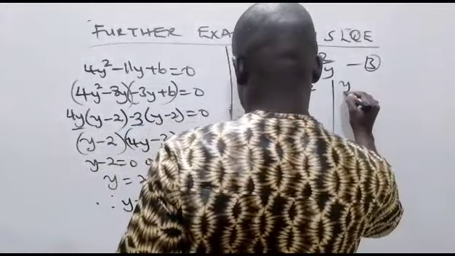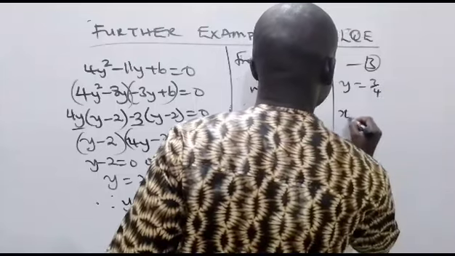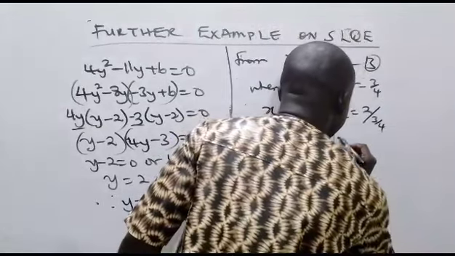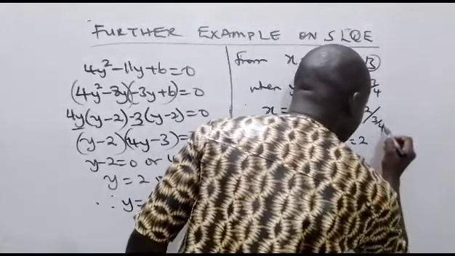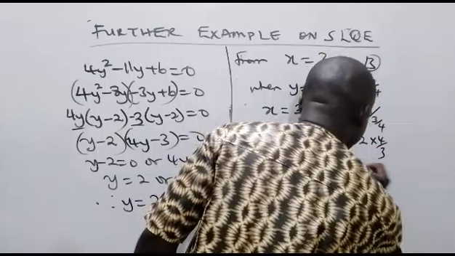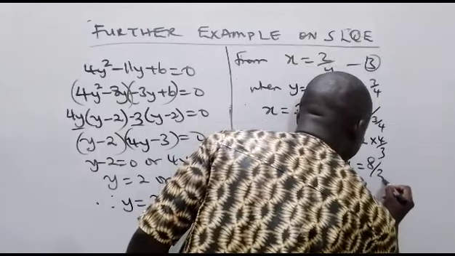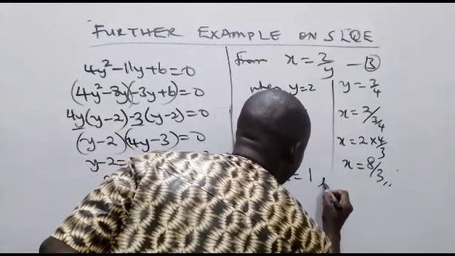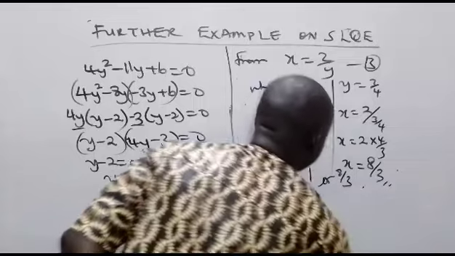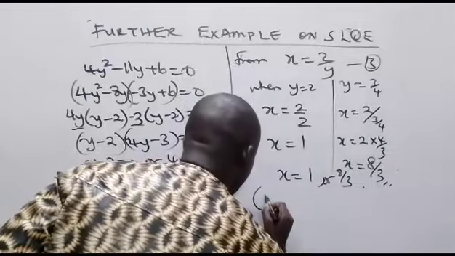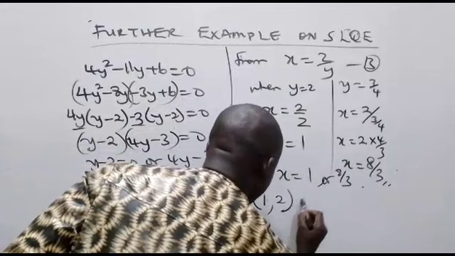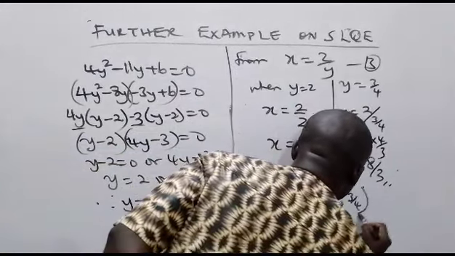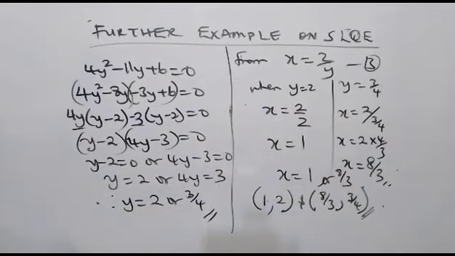Then when y is equal to 3 all over 4, x will be equal to 2 divided by 3 all over 4. Divided by 3 all over 4 will be multiplied by 4 all over 3. So x will be equal to 8 all over 3. So the two values of x will be 1 and 8 all over 3. So we now know that when x is equal to 1, y is equal to 2. And when x is equal to 8 all over 3, y is equal to 3 all over 4. So this is the solution to the given problem.